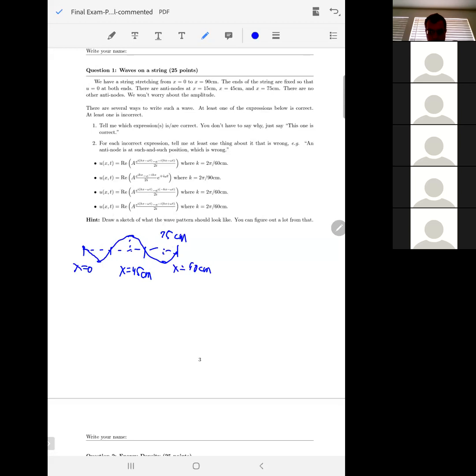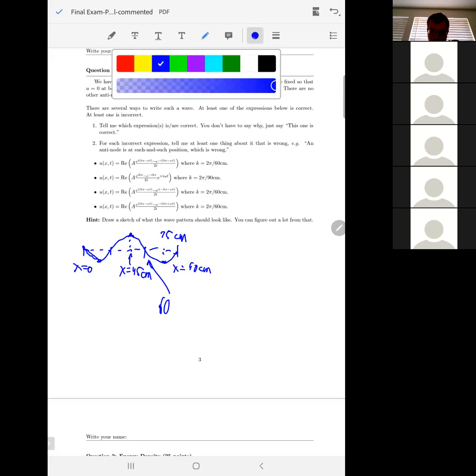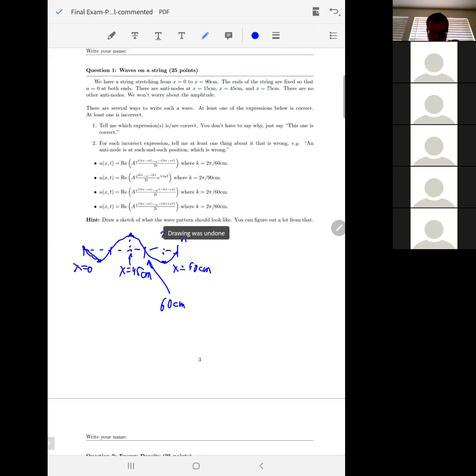All right, so somebody tell me what the wavelength must be, because if we know the wavelength, we can immediately start ruling out some of these k values. What must the wavelength be? Well, we know that between one antinode and another, there's a node, and it's going to be halfway in between. So this is 45 and this is 75. Then that must be 60 centimeters. So this looks like the wavelength here.